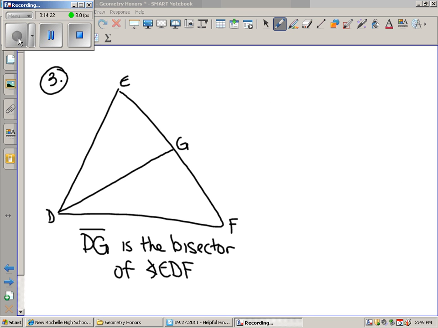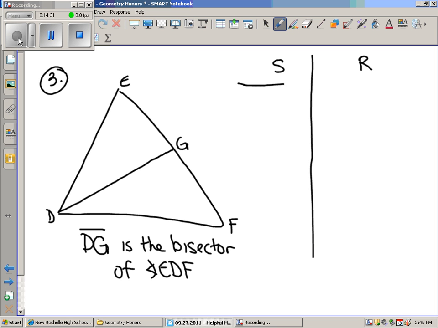Okay, so let's play again. You're given a triangle. DG is the bisector of angle EDF. So let's do our statement and reason. Danielle, what are you going to tell me? What do you think? You've got to be careful when you list an angle. It's got to go around like this: EDG is one angle and GDF is another.